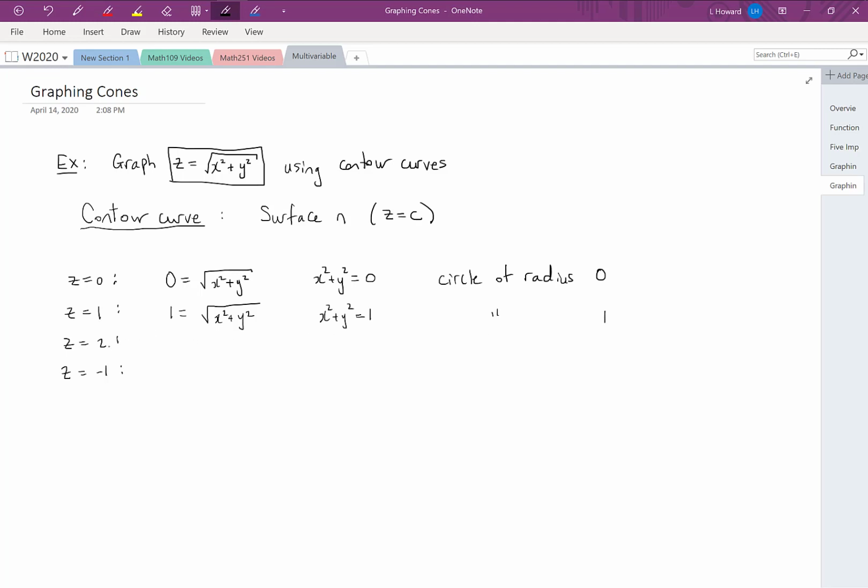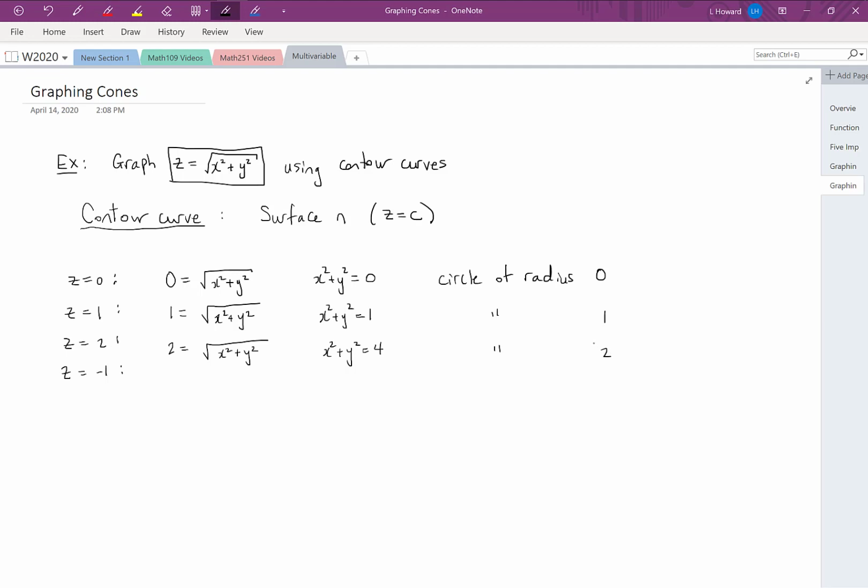So let's try one more positive z value. If we do z equals 2, substituting into the equation for our surface, we'd have 2 equals the square root of x squared plus y squared. That might look more familiar if we square both sides: x squared plus y squared equals 4, and that gives us a circle of radius 2. From there, we can deduce the pattern that if we let z equal any positive value, call it c, we'd be producing a circle of radius c.